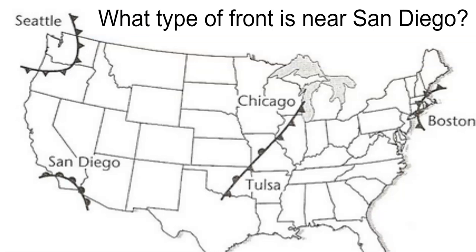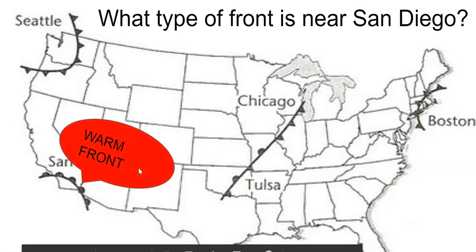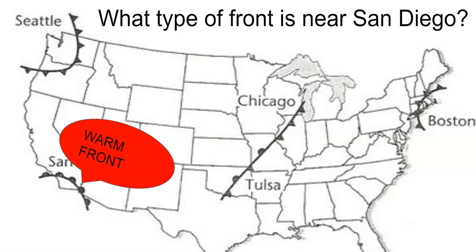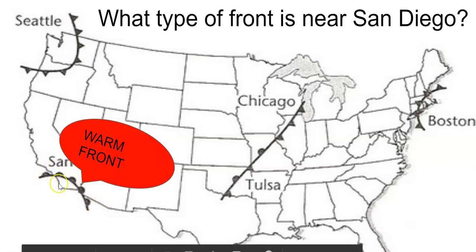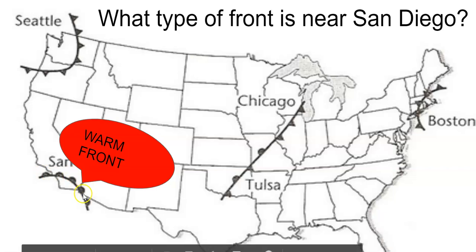What type of front is near San Diego? San Diego is here. So the front that's closest to San Diego is this one, and that would be a warm front. Remember, a warm front brings precipitation. So this area would be getting rain. Warm front doesn't mean that it's sunny outside. It is raining. It just means that after the front passes, we're going to get warmer temperatures.